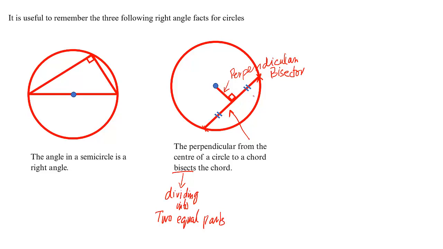Okay, look here. These marks indicate that this part is equal to this part. Suppose this total chord is 12 centimeters, then it will be 6 and 6 centimeters each. This was our second theorem.